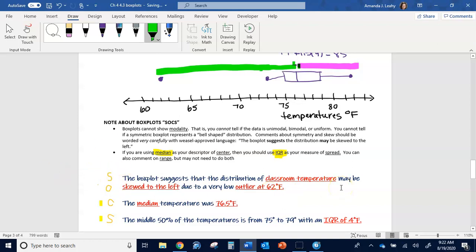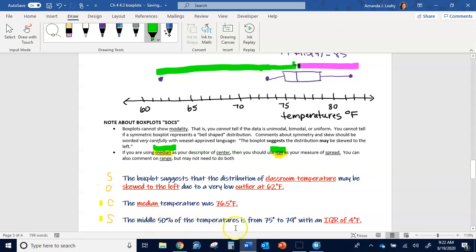Notice I did not mention approximately normal or unimodal or bimodal or anything like that, because the box plot just shows these 25% spread ranges. The median was 76.5 degrees Fahrenheit. And then I want to talk about spread. Now, if you are using your median as your measure of center, you want to make sure you use interquartile range as your measure of spread.